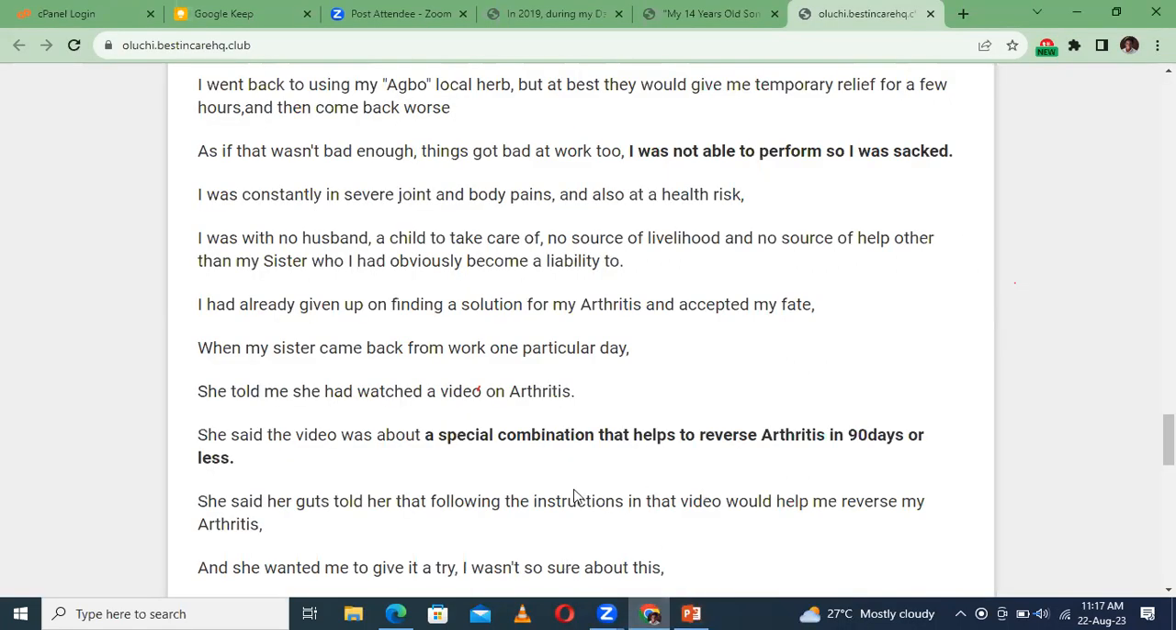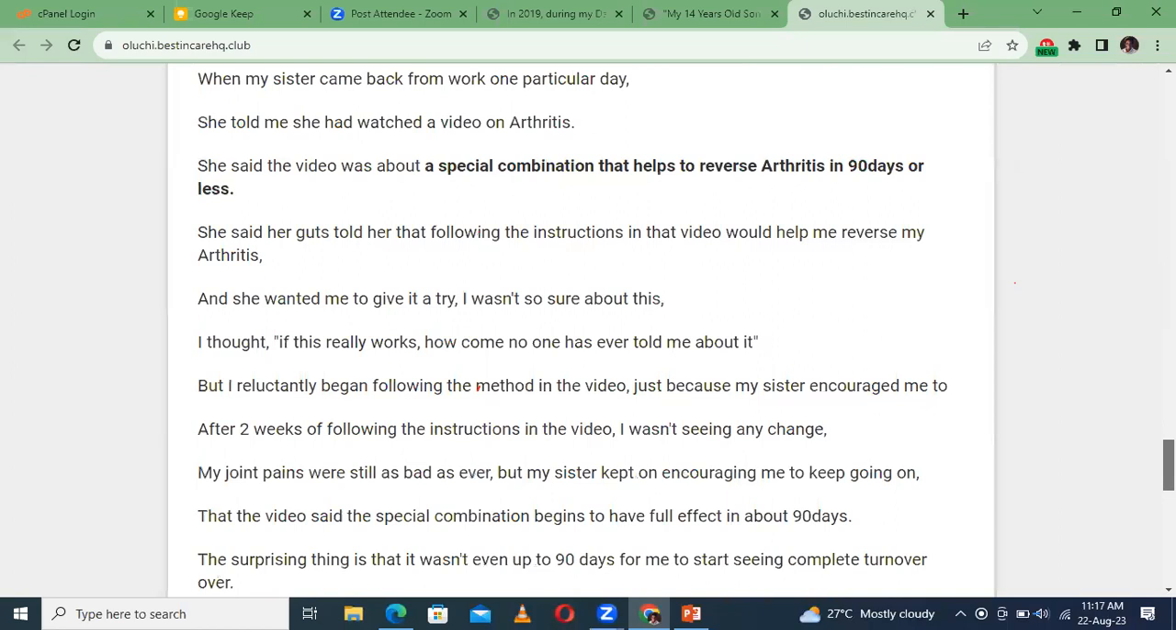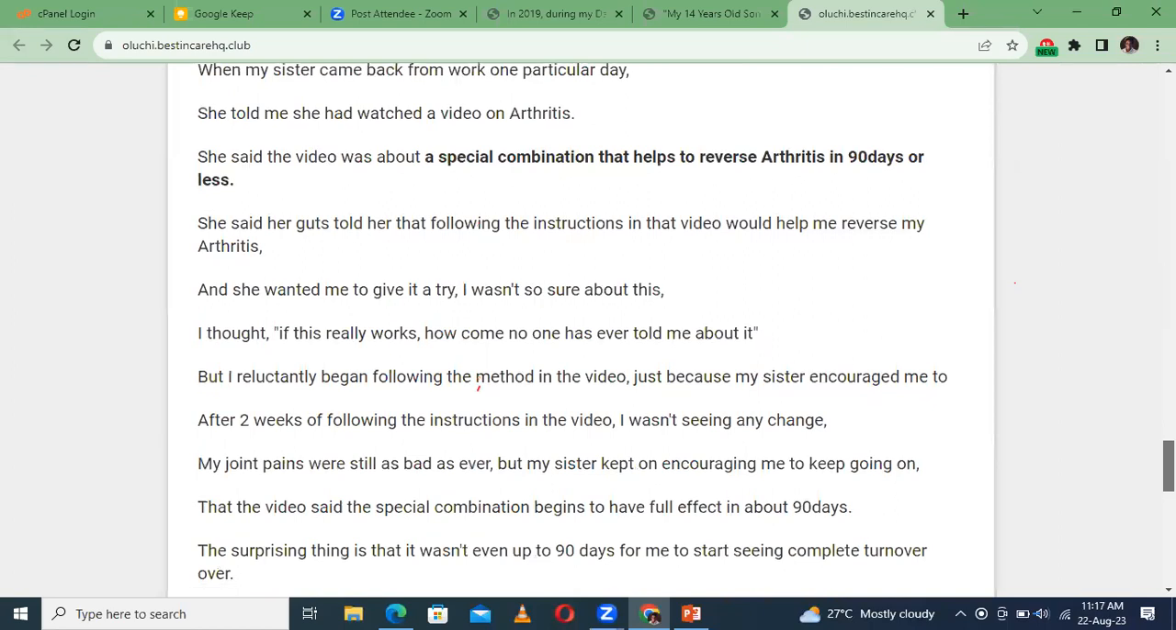She said the instruction in that video would help me reverse my arthritis, and she wanted me to give it a try. I wasn't so sure about this. I thought, if this really works, how come no one has ever told me about it? But I reluctantly began following the method in the video just because my sister encouraged me to.